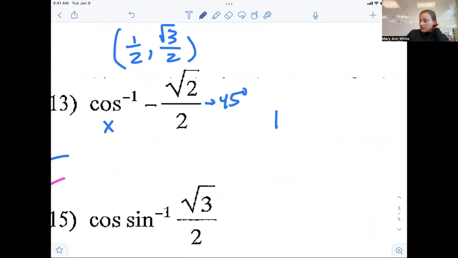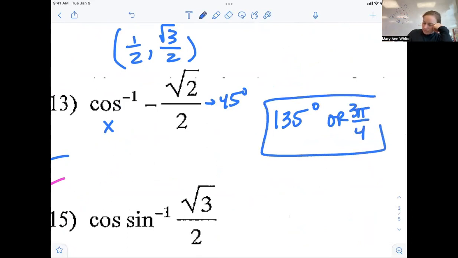It's embarrassing. I can't think of it fast enough. 135. Don't be embarrassed if you have to do this too. Yep, 135. I couldn't remember it. All right, 135 degrees or 3 pi over 4.